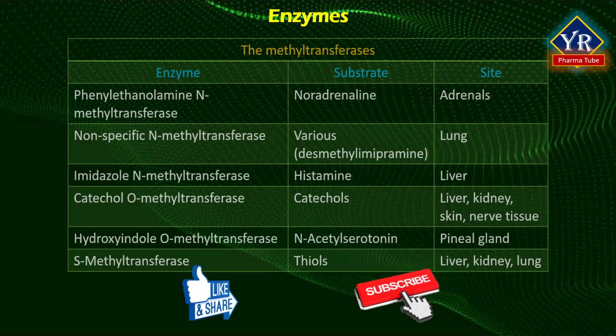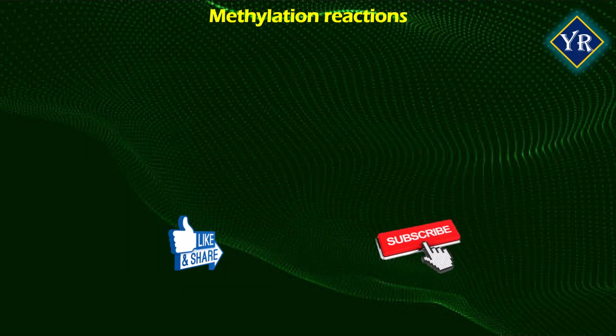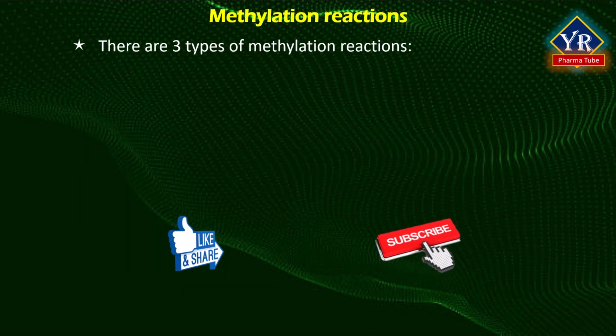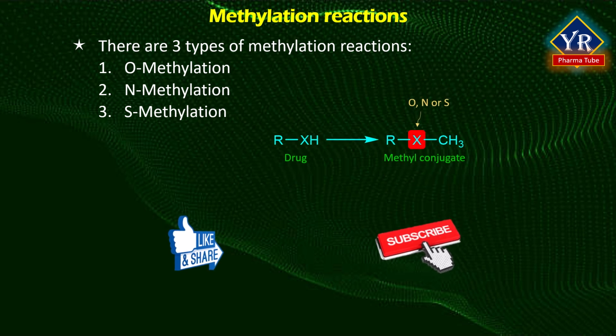A list of methyl transferases and their substrates is given in the table. These transferases transfer the methyl group from coenzyme S-adenosyl methionine to the drug molecules or their metabolites. Methylation reactions. There are three types of methylation reactions, namely O-methylation, N-methylation, and S-methylation. Methylation reactions onto nitrogen, oxygen, and sulfur functional groups all utilize S-adenosyl methionine as the methyl donor, but they are catalyzed by different enzymes in each case.